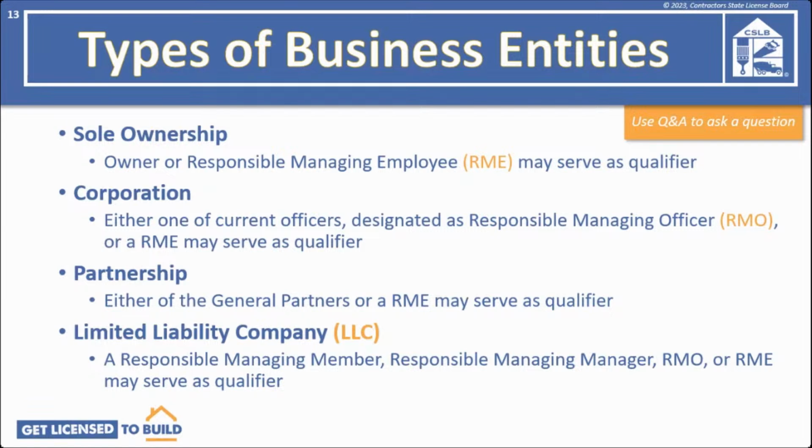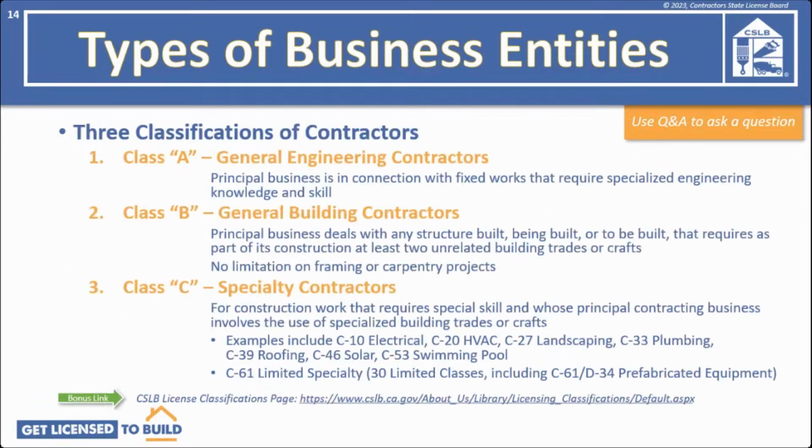A distant third is a partnership, where either of the general partners or a responsible managing employee may serve as a qualifier. That's 2% of our licensees. Finally, a limited liability company or LLC, where the responsible managing member, responsible managing manager, responsible managing officer, or responsible managing employee may serve as a qualifier. About 1.5% of California construction companies are LLCs. Now let's talk about license classifications. A contractor's license may include multiple classifications, although you must select one when filling your application.